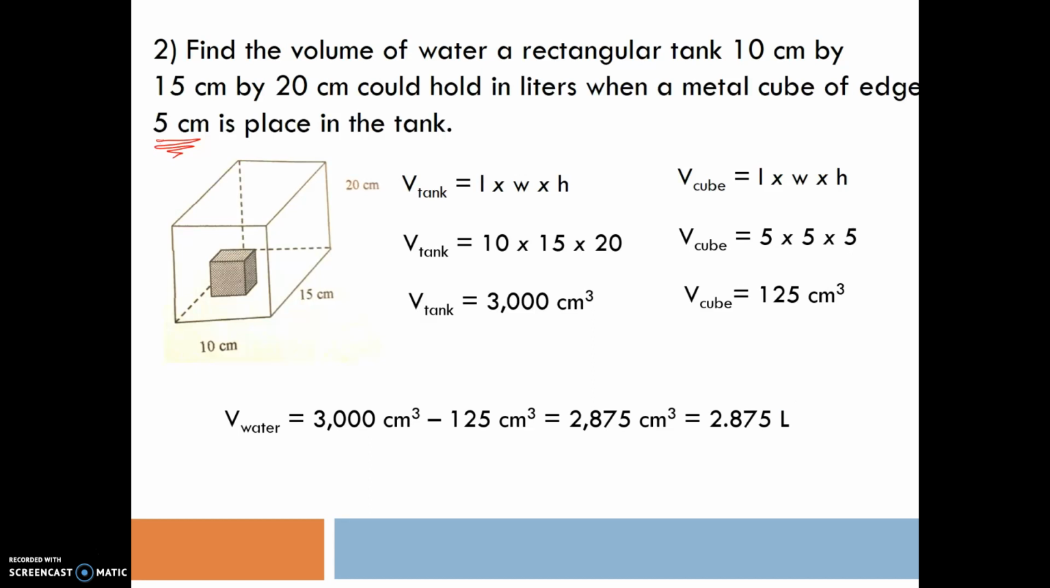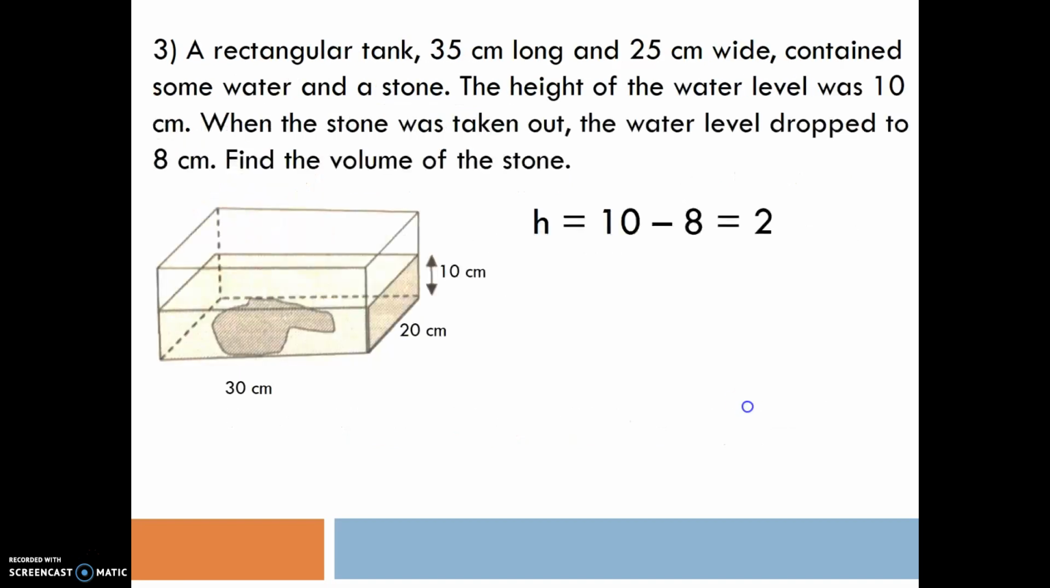All right, so we've got volume of the tank, 3,000 centimeters cubed, minus the volume of the small cube, which is 125 centimeters cubed, and we're going to get 2,875 centimeters cubed, and that's going to be the volume of the water that fits inside the tank. Our question asks, what can it hold in liters? So we'll convert that to liters, and we get 2.875 liters. All right, make sure you have all those notes. Pause the video if you need to, and I'll go ahead and move on.